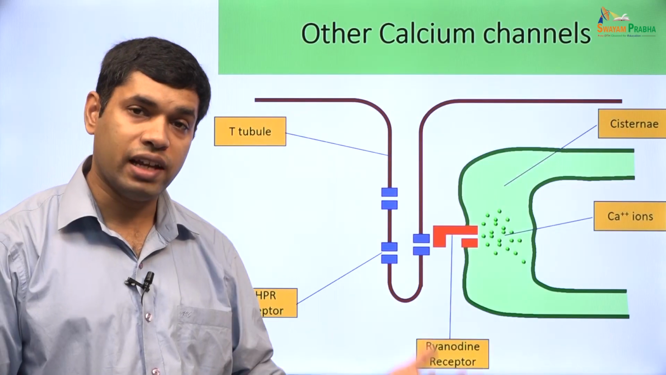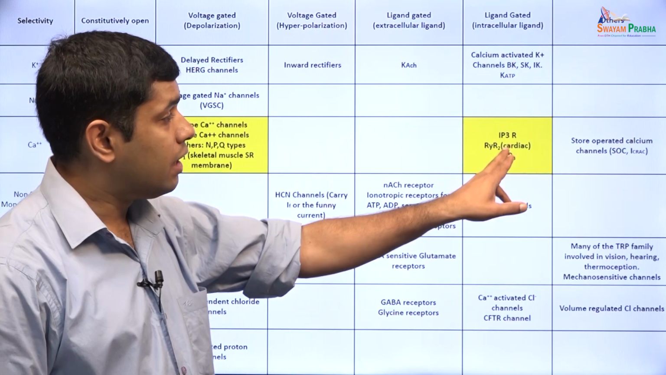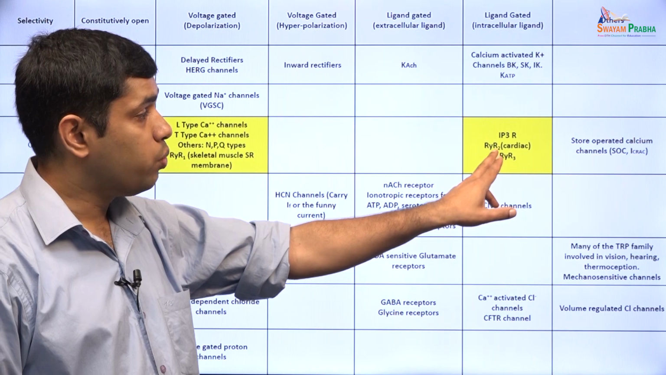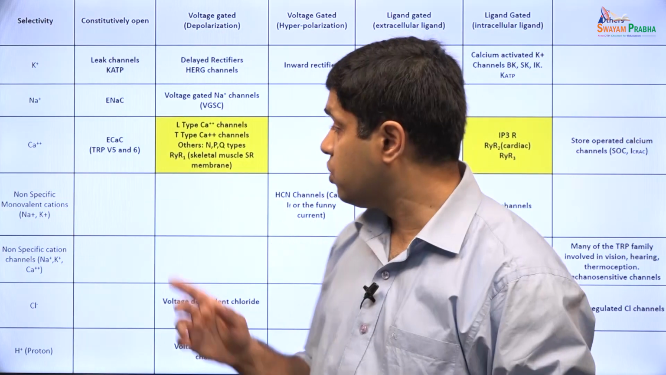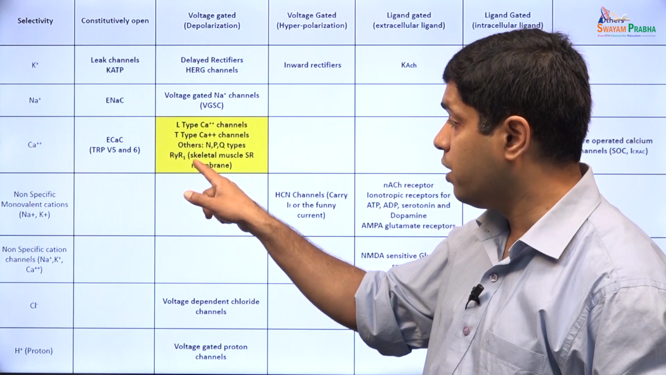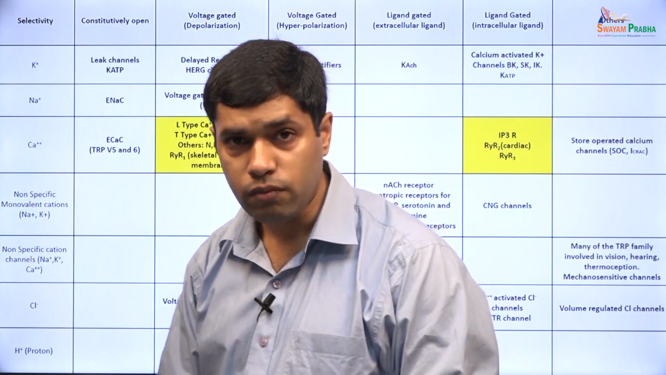So when we look at how we've classified the ryanodine receptor, these are calcium channels. You have ligand-gated variants, which are there in the cardiac muscle, and you also have voltage-induced variants, which is RYR1, which is there in the skeletal muscle sarcoplasmic reticular membrane.